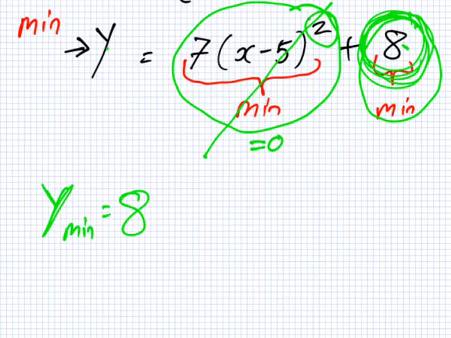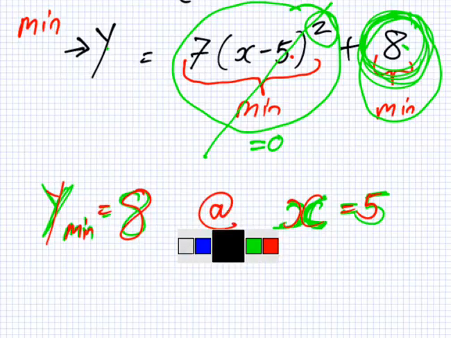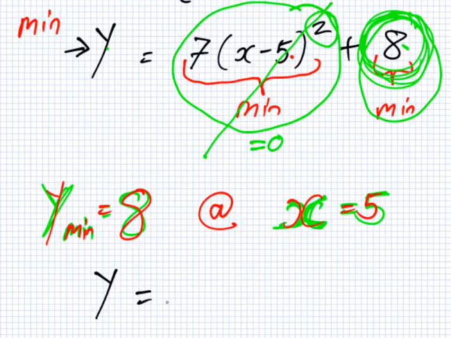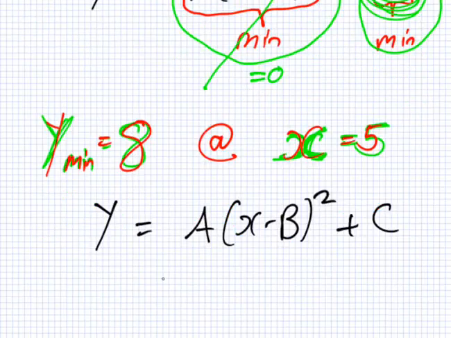Not quite finished. There's still one step left. 183 over 7 minus 25, yes, that's right. And as you said, the last step is to multiply by 7. So you have 7 times (x minus 5) squared plus 8. So this is the completed square form.